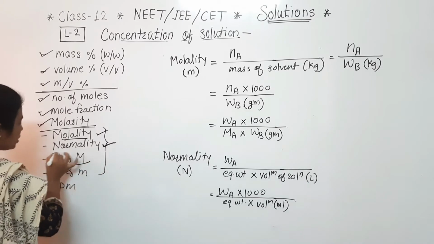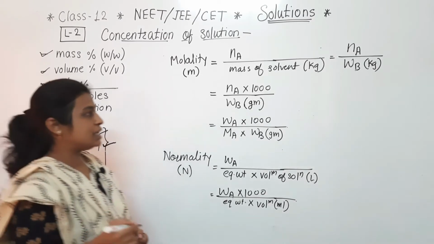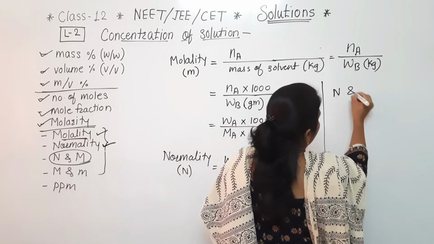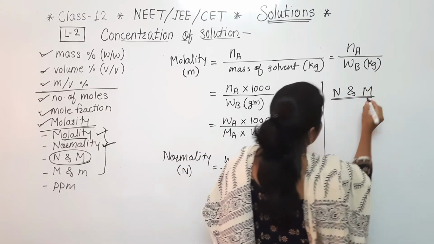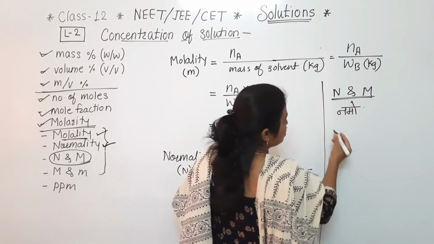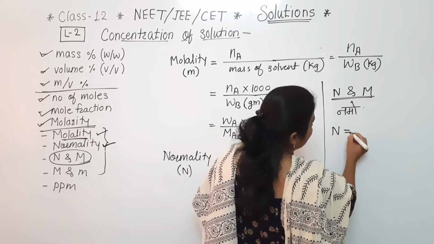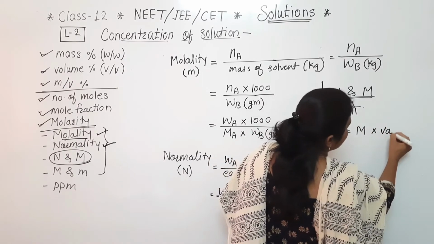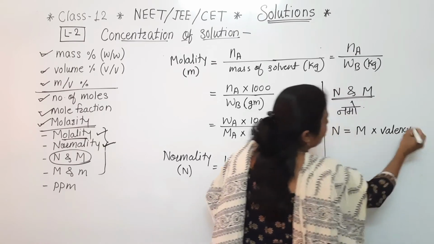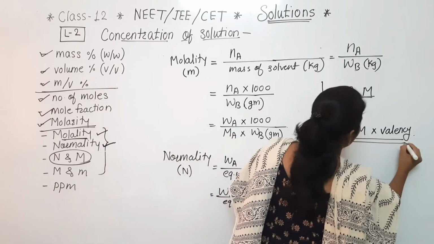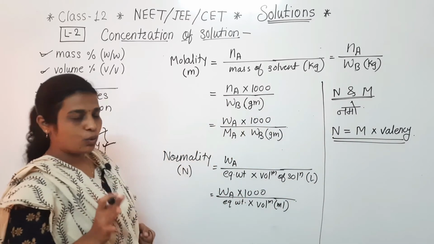Next, what is the relation between normality and molarity? For that purpose, just keep in mind NAMO. What is meant by NAMO? Normality is equal to molarity into its valency, or acidity or basicity we can say, and that is nothing but the relation between normality and molarity.